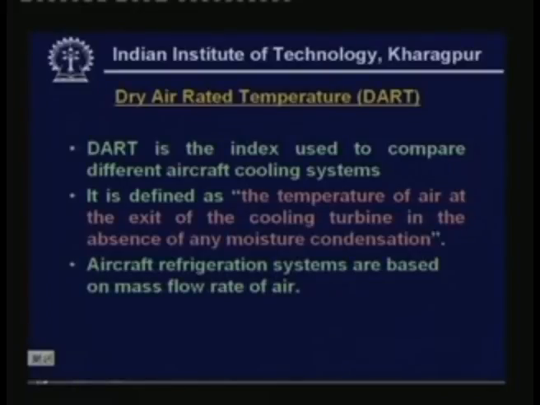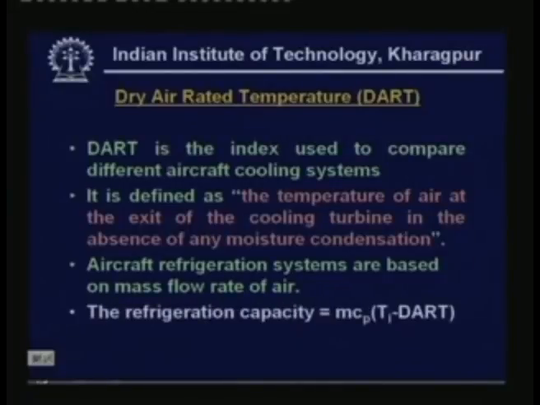And normally the aircraft systems are rated based on the mass flow rate of air, okay. So, the rating is done based on the mass flow rate of air, and the refrigeration capacity is obviously given by m dot into Cp into (Ti minus DART), where DART is the design dry air rated temperature, Ti is the cabin temperature, and m dot is the mass flow rate of the air, okay.